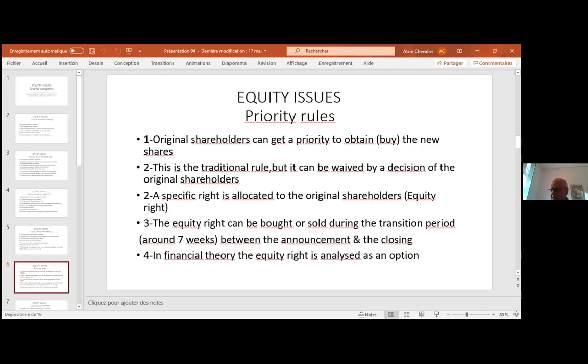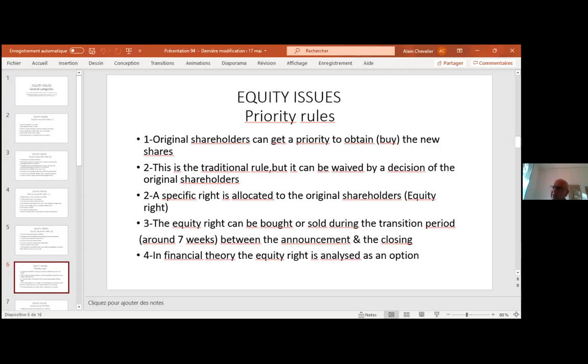They get a priority. When it is for free, it's to obtain. When it is for cash, it's to buy. They have to bring cash, okay? But they have a priority. In some cases, and this is particularly done on some well-known stock markets, this priority is cancelled. That means that anyone can buy shares at the time they are offered on the market, and it is true only for equity issues for cash, not for equity issues for free.